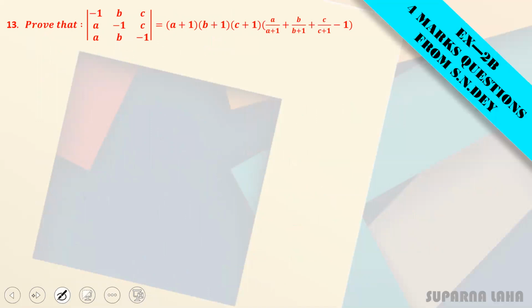Order 3 determinant is given. You need to find the value. Firstly, check that these factors are a plus 1, b plus 1, c plus 1. Firstly, you need to find the factors. So how will we find these factors?